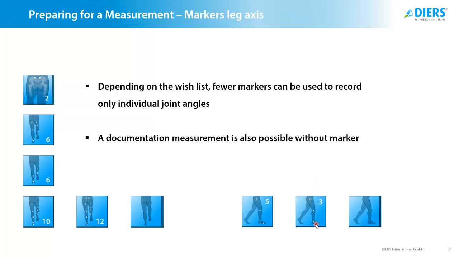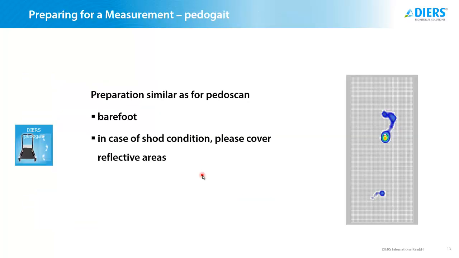You have only 3 markers, which would give you the knee angle and the hip angle in relationship to the ground. And if you use 5 markers, you have this hip angle, knee angle, but also the angle that you can calculate from the sagittal view.